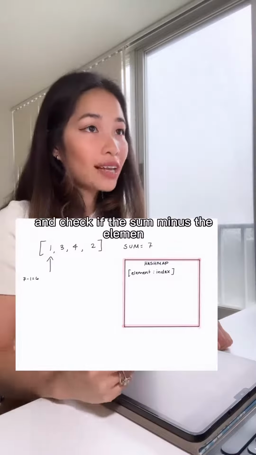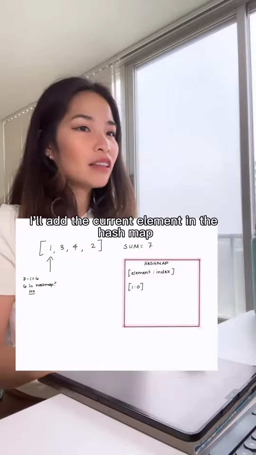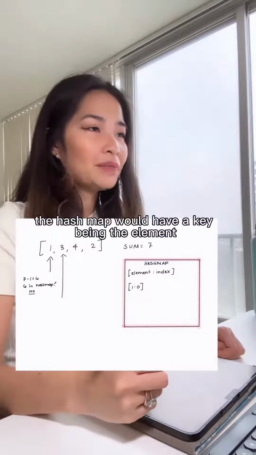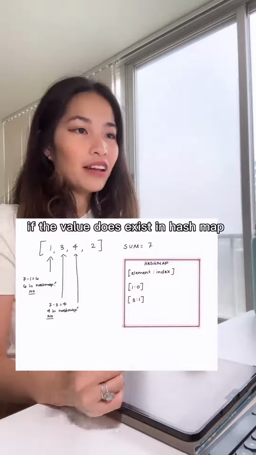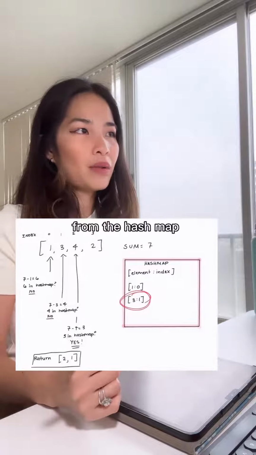I'll iterate through the array and check if the sum minus the element is in the hash map. And then if the value does not exist in the hash map, I'll add the current element in the hash map. The hash map would have a key being the element and the value being the index. If the value does exist in the hash map, I'll return the current index and retrieve the index of the subtractive value from the hash map. Let me validate my code.